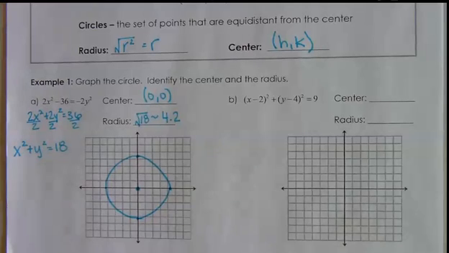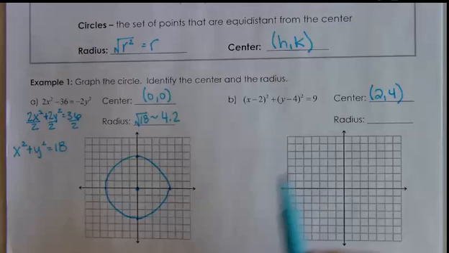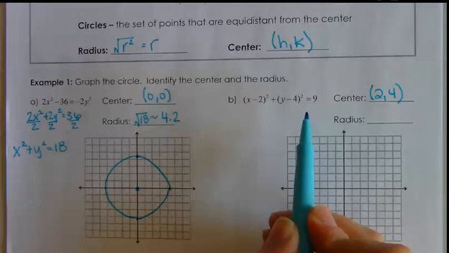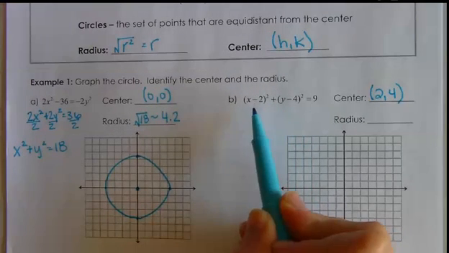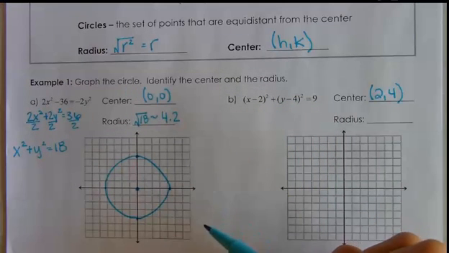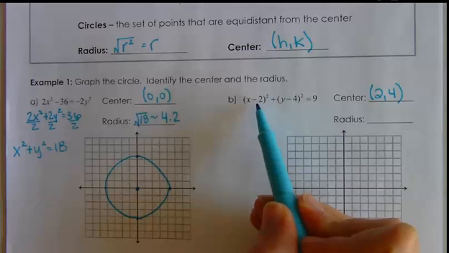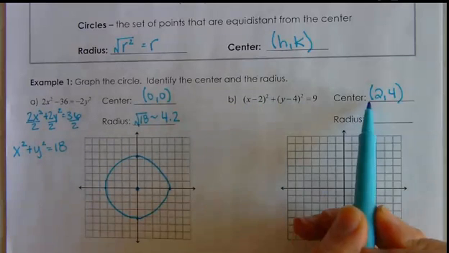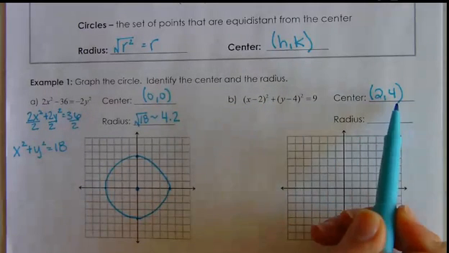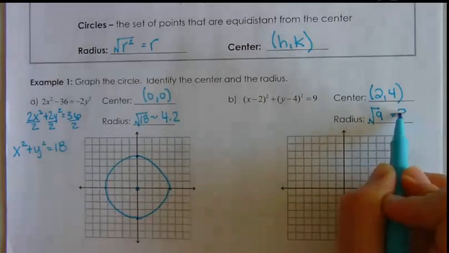So the center here is going to be (2, 4). Now, rewind just for a second. I totally skipped that. This is already in standard form. Okay, it's already x squared plus y squared equals a number. No coefficients in front of there. So I was able to just jump straight to finding the center. So the center is the opposite of what I see. So I see x minus 2, I write a positive 2. I see y minus 4, I write a positive 4. My radius is going to be the square root of 9, or 3.